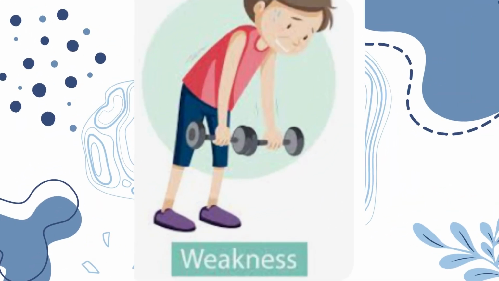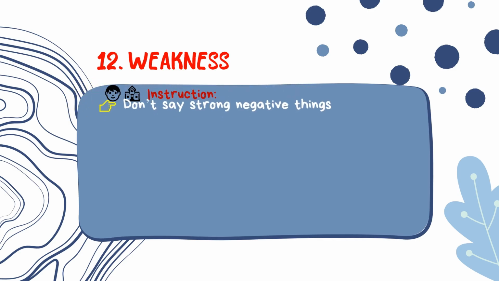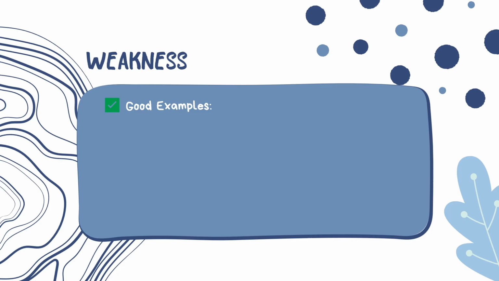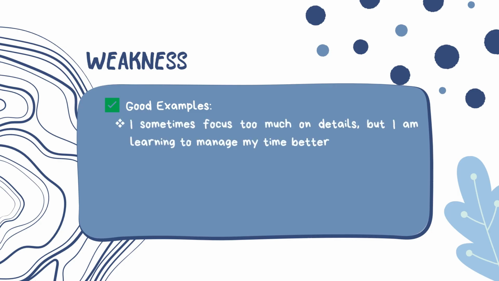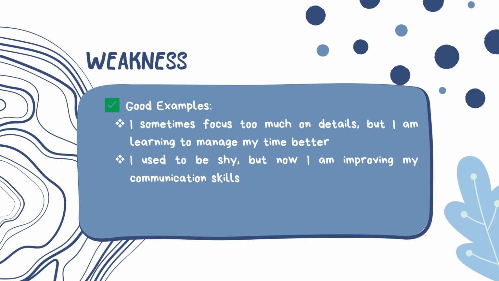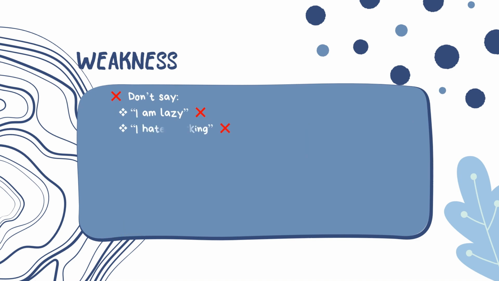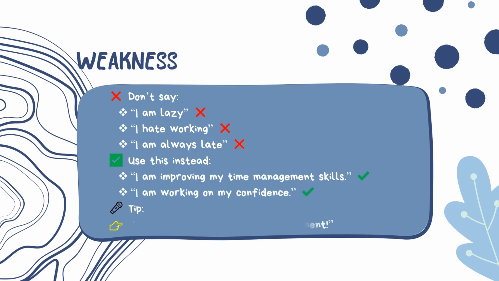12. Weaknesses. Instruction: don't say strong negative things. Show improvement mindset. Good examples: I sometimes focus too much on details, but I am learning to manage my time better. I used to be shy, but now I am improving my communication skills. I am working on becoming more confident in public speaking. Repeat: don't say, "I am lazy. I hate working. I am always late." Use this instead. I am improving my time management skills. I am working on my confidence. Tip: turn your weakness into improvement.